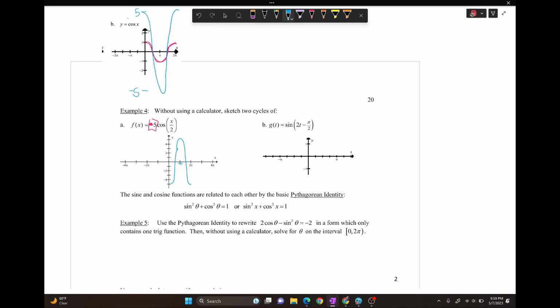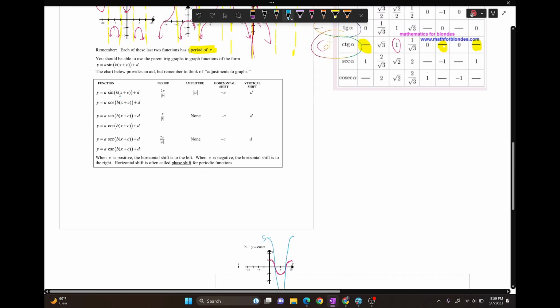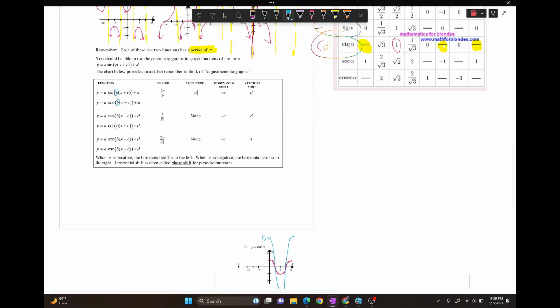And I'm going to call it quits there. X over 2 is going to be this little modifier right here, B. And it says that changes the period. So the period is going to be 2 pi over the absolute value of B, which is 1/2.